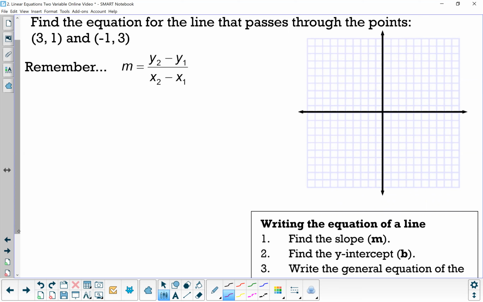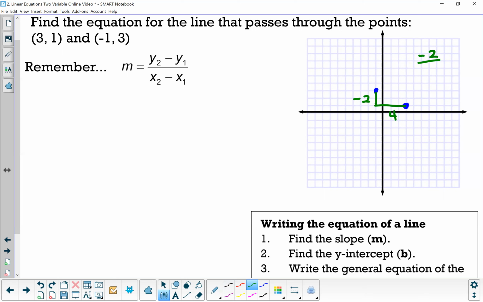Okay, so again, you can use the formula for slope to find the slope, or you can use the graph. I'm going to start with the graph, graphing these points, (3, 1). So (3, 1), it's right there. And then (-1, 3). So (-1, 3) is here. You see, this is really easy to find the slope. I would go down 2 and I would go right 4. Right, down 2, right 4.